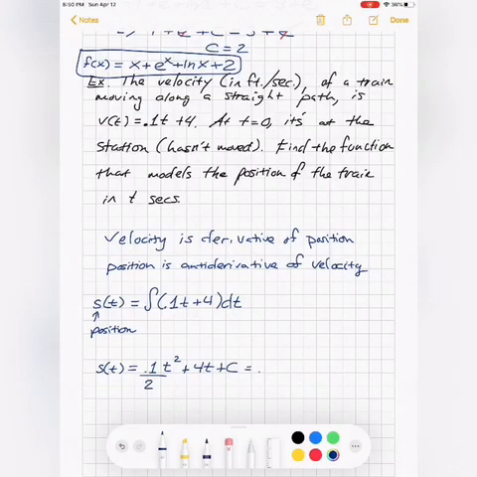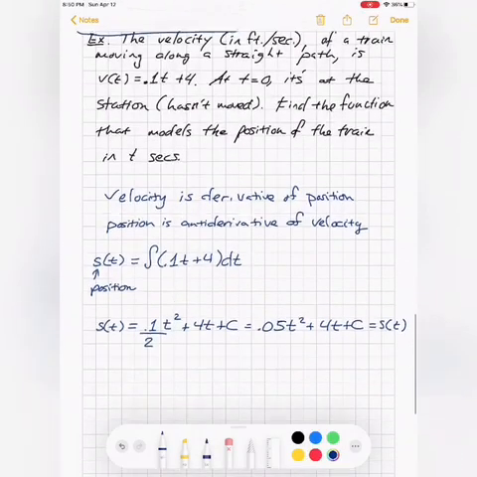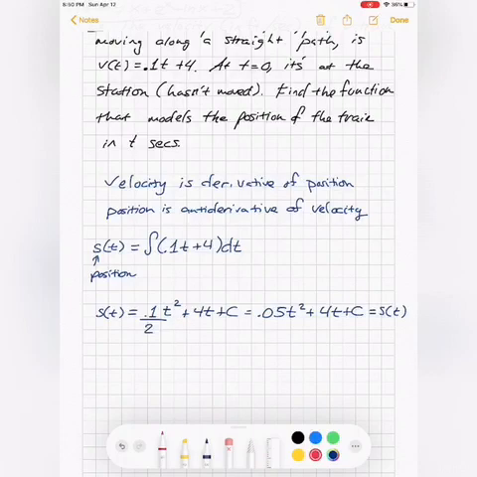So what is half of 0.1? 0.05? It's my s of t function. Let me just double check. If I take the derivative, I get back my v of t. That looks good.